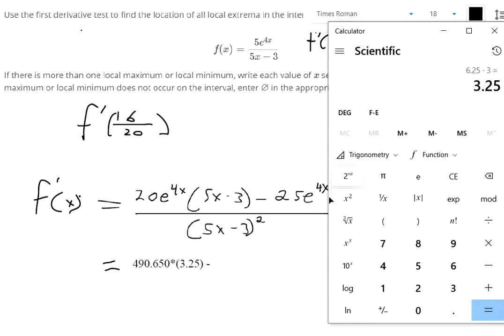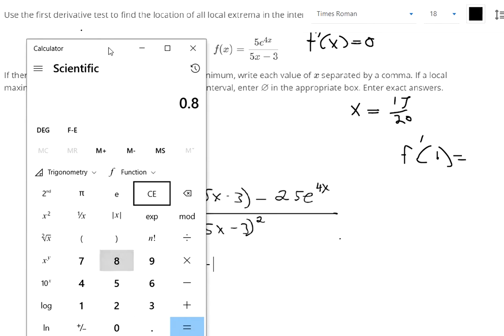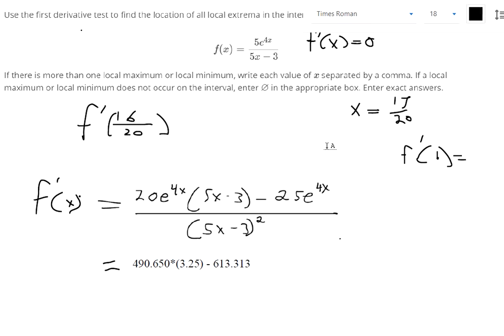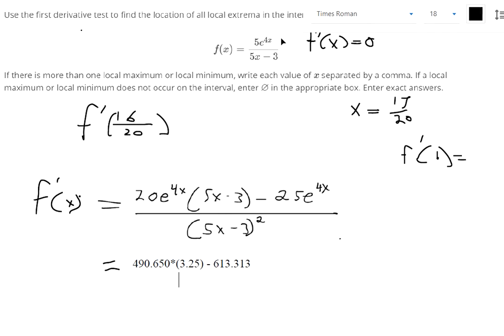And then here we've got to do the same thing over here. This probably would have been easier to use the factored form, huh? 0.8 times 4. We want to take e to the power of 3.2 times 25. Makes 613.313. That's all being divided by, plug in 0.8 into the denominator. 0.8 times 5. Yeah, that makes sense. Minus 3 squared. Okay, they had some mercy on us, the denominator.